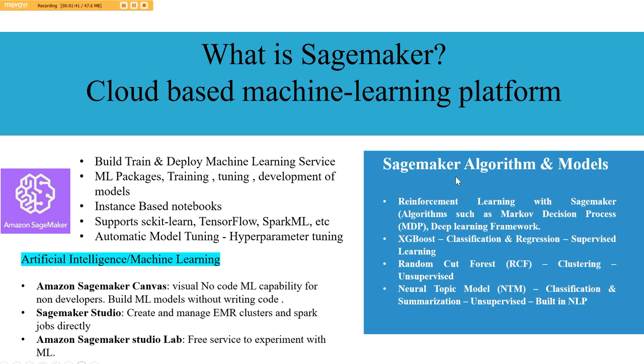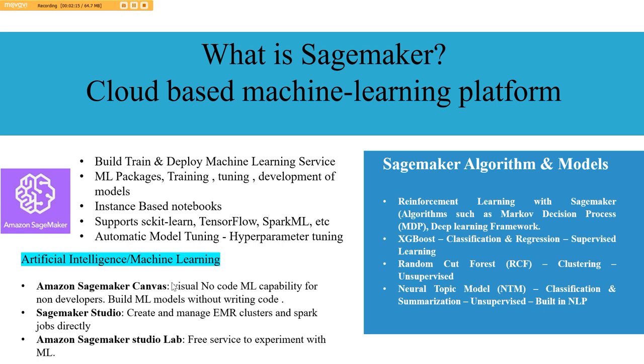We will take a look at some of the getting started pages on Amazon SageMaker. Apart from this, we also have some other things that we can use with Amazon SageMaker. Some things like Amazon SageMaker Canvas. It is a visual, no-code ML capability for non-developers. You can build machine learning models and generate business predictions without writing code or requiring ML expertise, which is great.